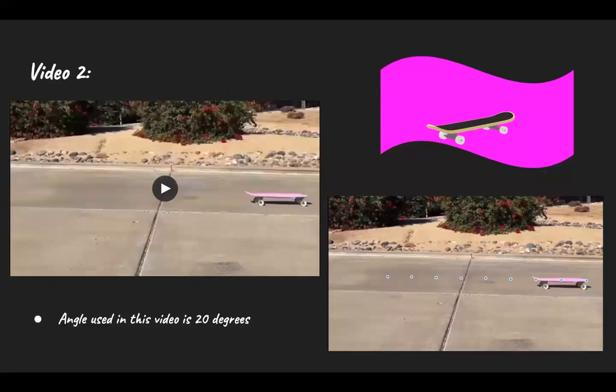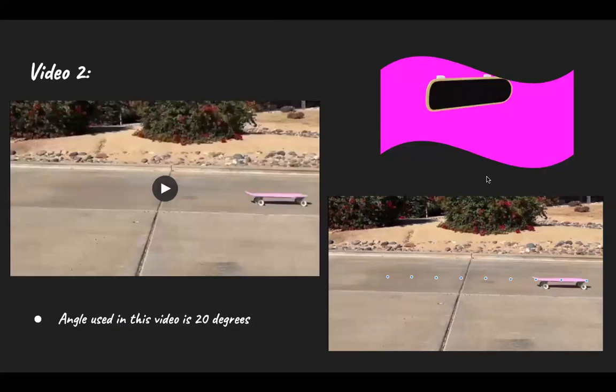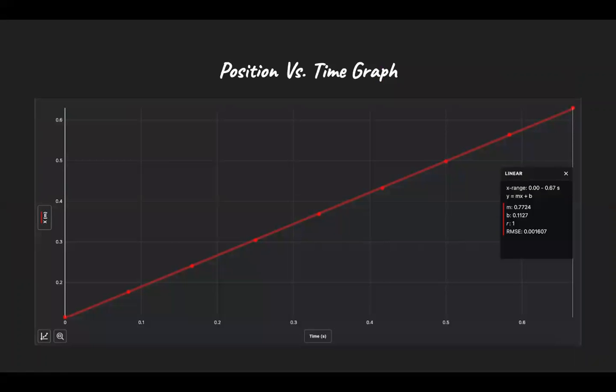Once again, as a reminder, we decided as a group to plot the points at the same place, which was at the tip of the skateboard, and here we have the angle of 20 degrees. Here we have our position versus time graph, which is also a positive slope with a constant velocity that is also positive, but the slope here is slightly higher, which indicates that the slope is steeper.